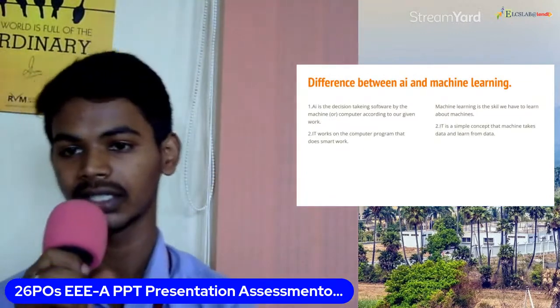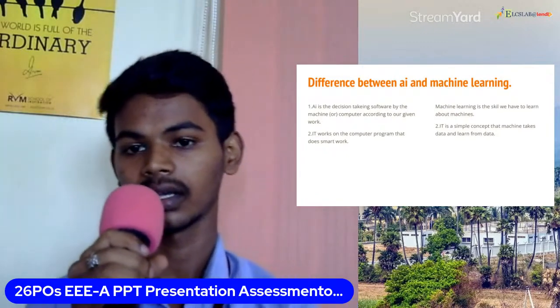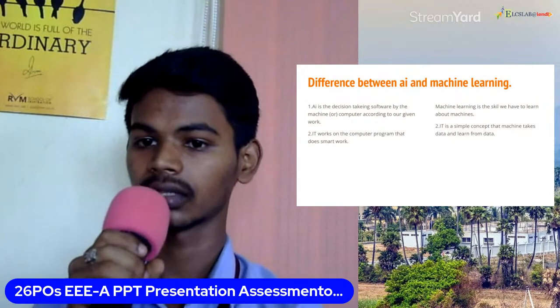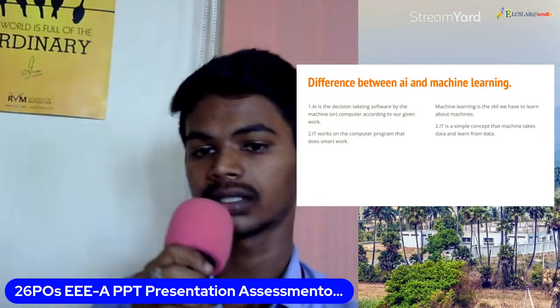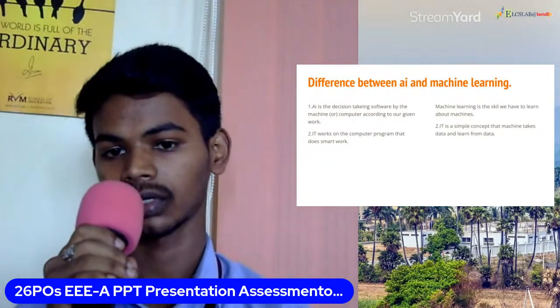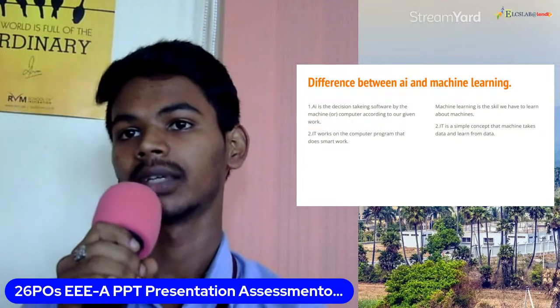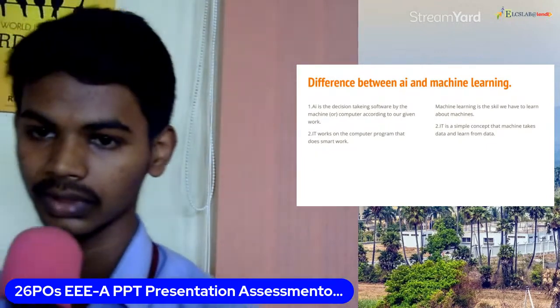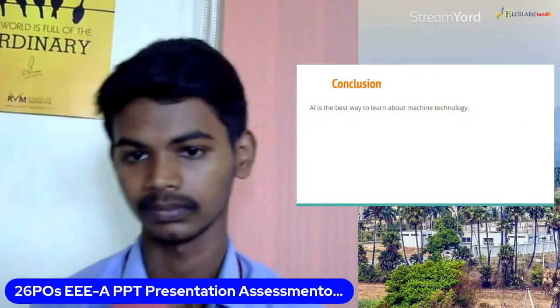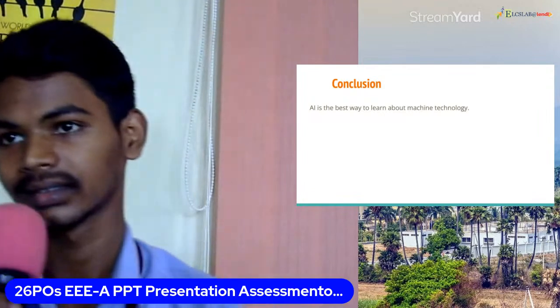The difference between artificial intelligence and machine learning: artificial intelligence is software that performs actions taken by computers according to the work we give. Machine learning is a skill we have to teach machines. It works on the computer's programs that do smart work. It is a simple concept that makes machines learn from data. AI is the best way to learn about machine data.